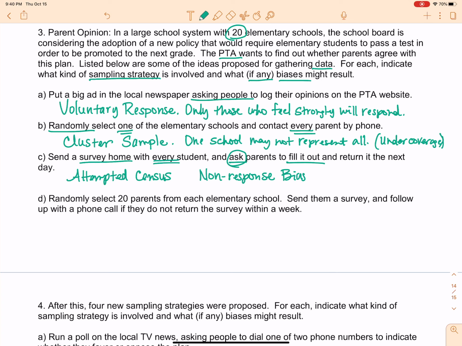All right, part D. We randomly select 20 parents from each elementary school.